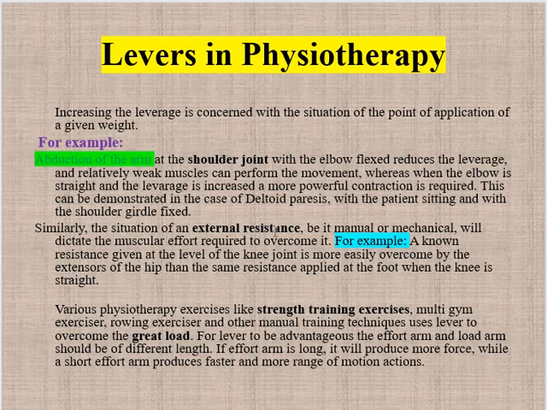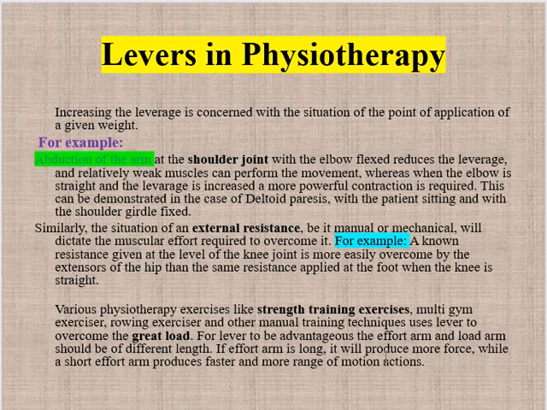Similarly, the situation of an external resistance, be it manual or mechanical, will dictate the muscle effort required to overcome it. For example, a resistance given at the level of the knee joint is more easily overcome by the extensors of the hip than the same resistance applied at the foot when the knee is straight. Various physiotherapy exercises like strength training exercise, multi-gym exercise, rowing exercise, and other manual techniques use levers to overcome great load.